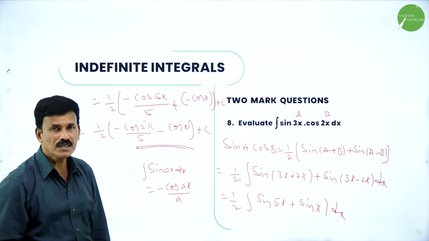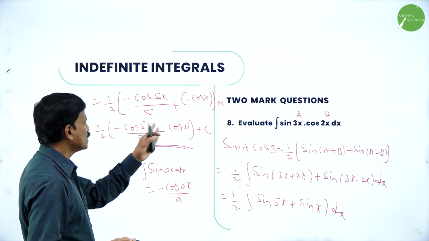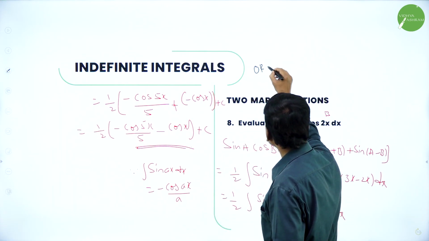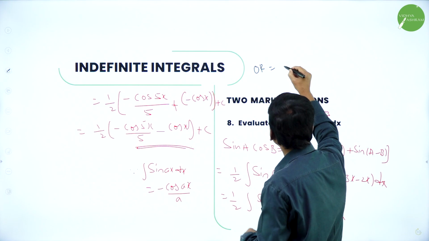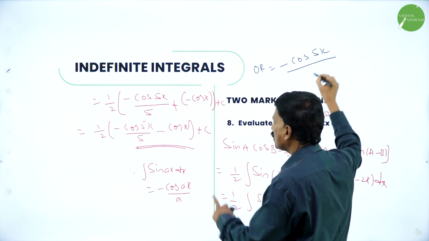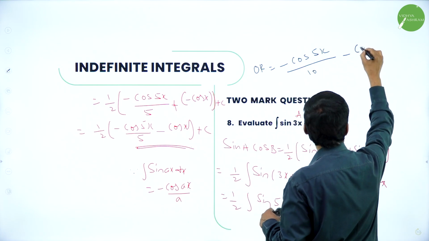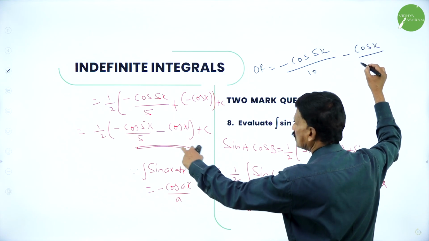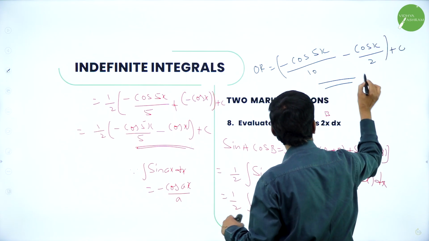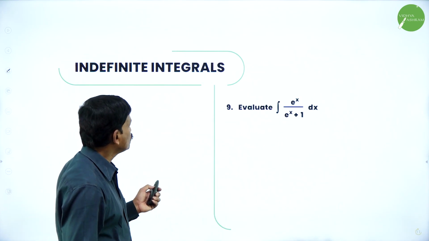That is it. Okay. So, if you want, you can multiply and write minus cos 5x by 10 minus cos x divided by 2. If you want, you can write the answer like this, or this is equal to 1 by 2 times minus cos 5x divided by 5, that is minus cos 5x by 10, minus cos x divided by 2, plus c is the integrated answer. That is it. Okay. Now, move on to the next problem.